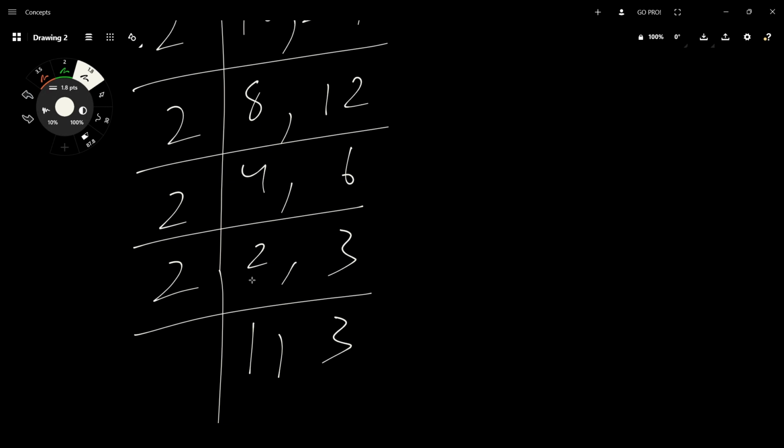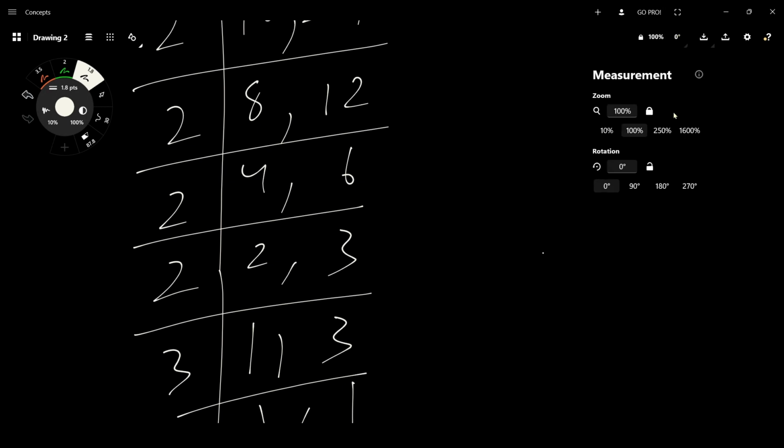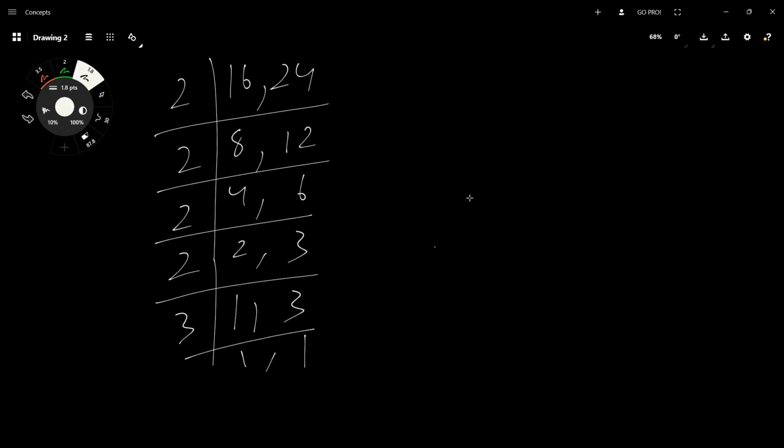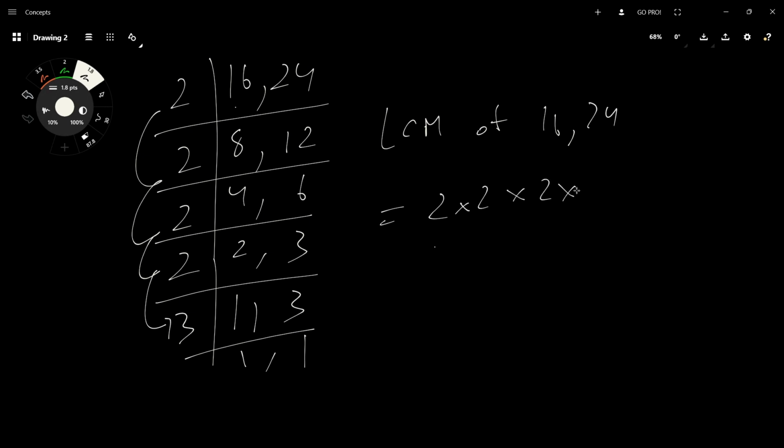And here we are left with 2 finished. We have completely divided the 2 part and we are left with 1. So now we are left with 1 on both sides. So for 16 and 24, the LCM will be 2 times 2 times 2 times 2 times 3. So the LCM of 16 and 24 is 2 into 2 is 4, 4 times 2 is 8, 8 times 2 is 16, into 3 is 48. Alright, so the LCM of 16 and 24 is 48.